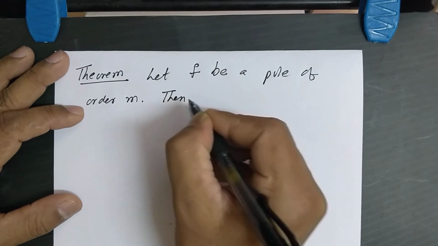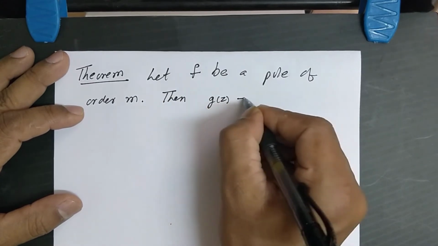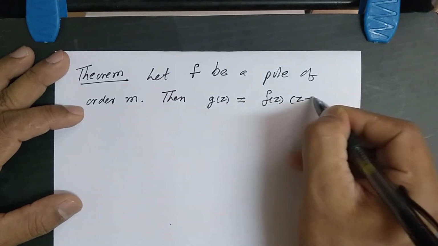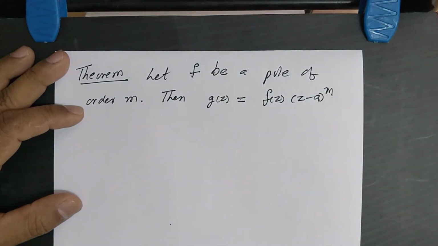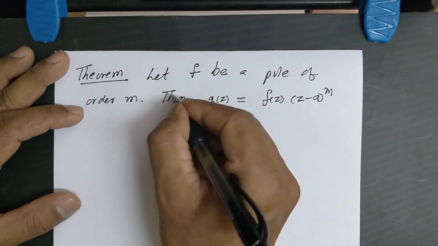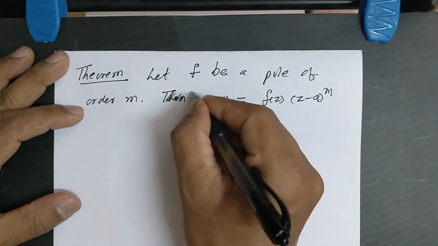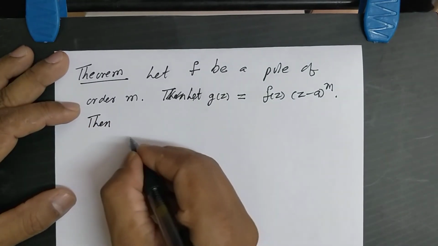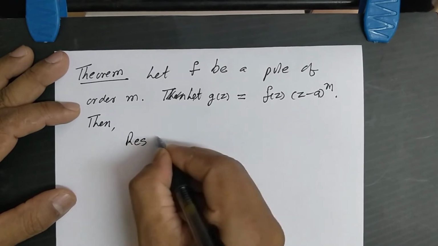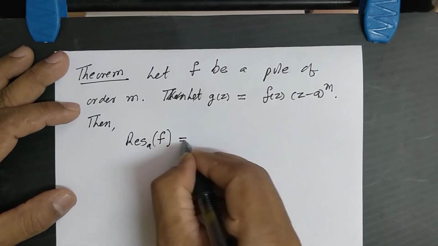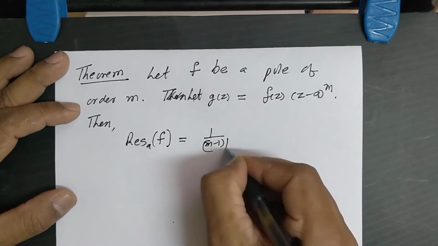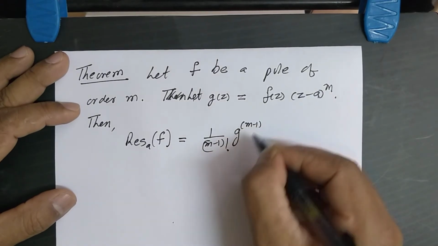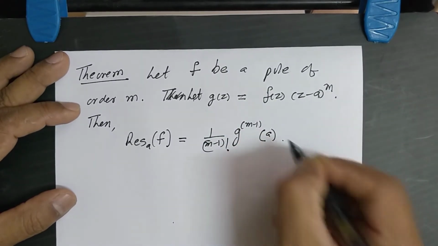Then you can write down a g of z in this particular fashion: g of z is f of z into z minus a raised to m. Let g of z be this. Then the residue of f at a is 1 upon m minus 1 factorial, times the m minus 1th derivative of g evaluated at a. This is a nice convenient formula.